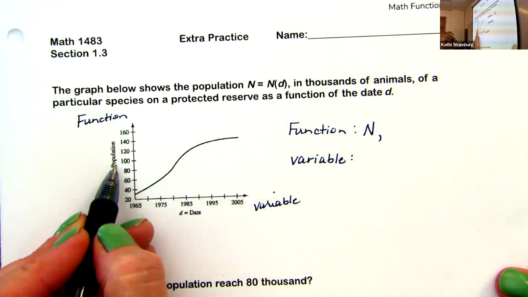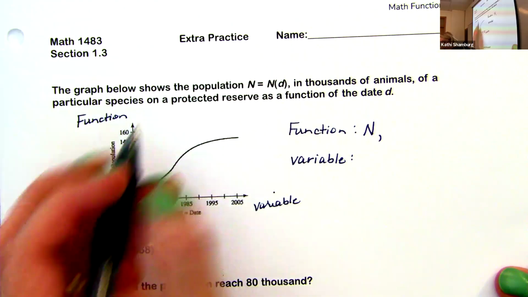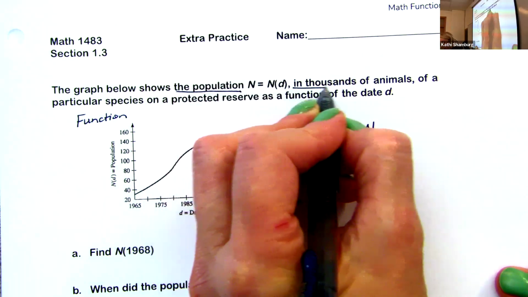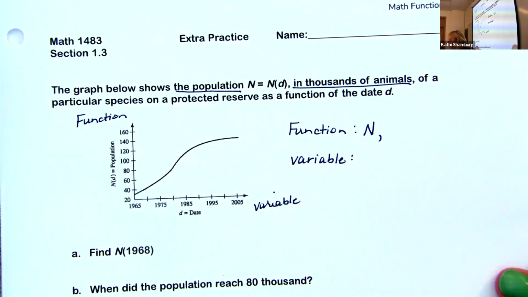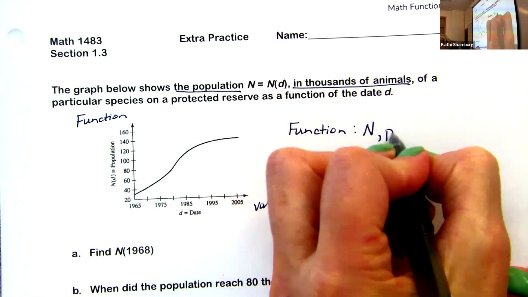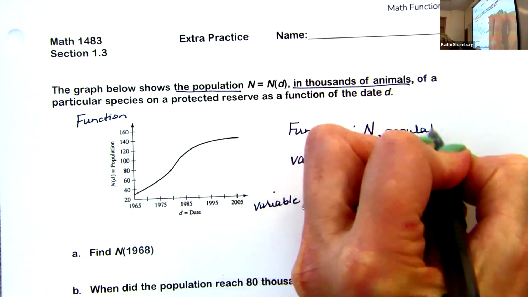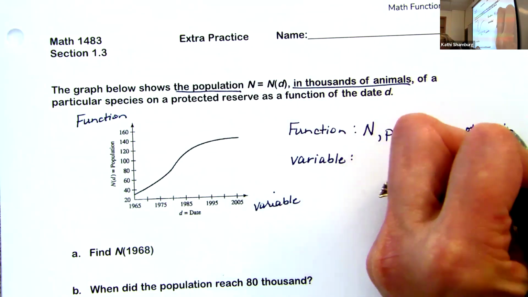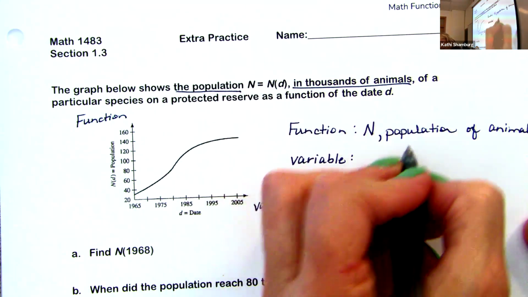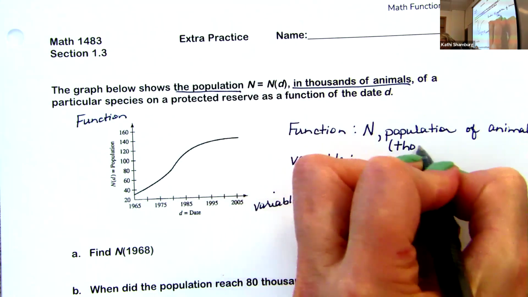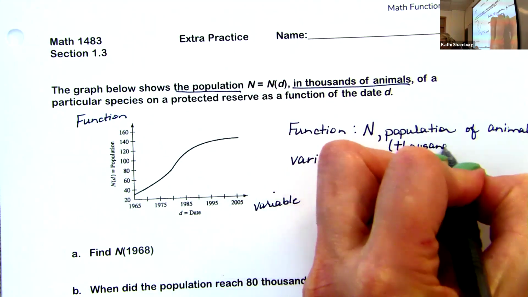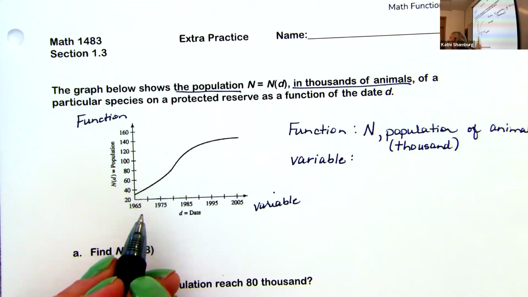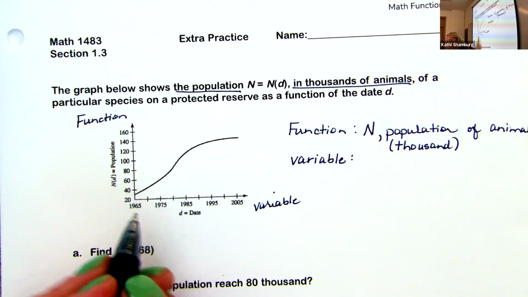So N is population, but I want to look at population of what? So it is population of animals, and they're talking in the thousands. So it would be population of animals. And then this is 3,000. So when I see this 40, that doesn't mean 40 animals. It means 40,000 animals, right?